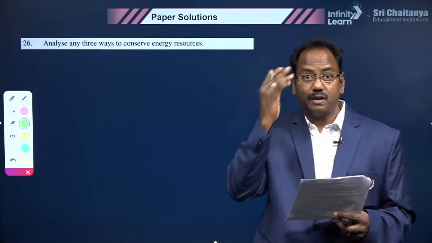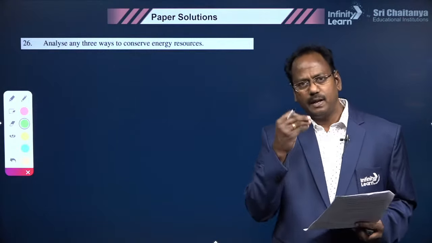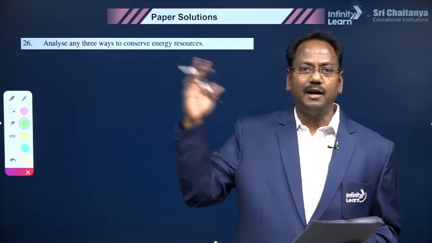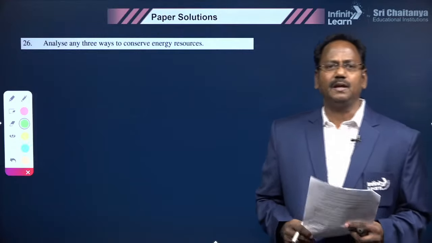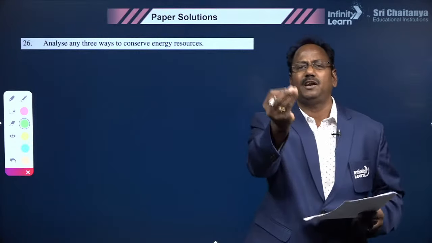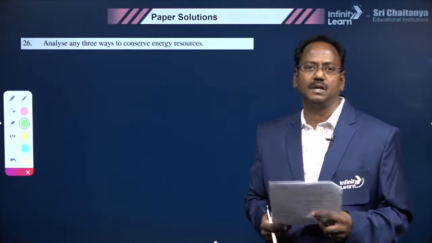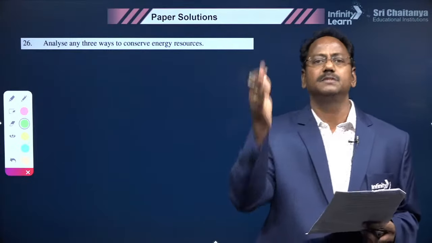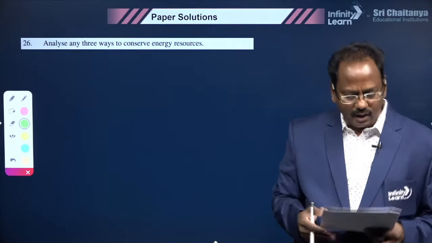Diesel costs more than 100 rupees, and it gives us very limited kilometers of run for a car. For 100 rupees we spend, we go for 15 kilometers, whereas for the same 15 kilometers, within just 10 or 15 rupees, we could run the same distance with an electric car. In this way we could save our energy.